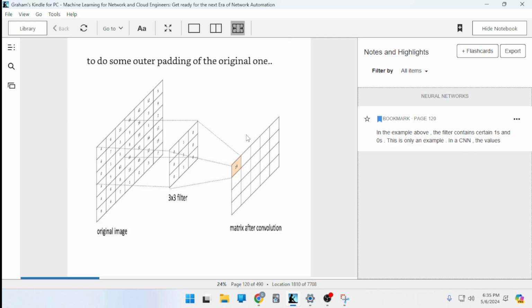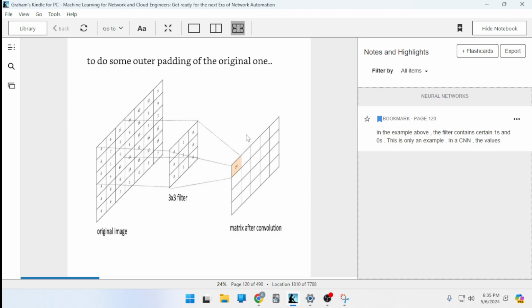The image you provided is a great visual representation of the convolution operation used in image processing and, more specifically, in convolutional neural networks, CNNs. Here's an explanation of the diagram and the process it illustrates. Components. Original image. This is represented as a three-dimensional matrix. In the context of CNNs, this matrix usually represents the pixel values of an image. The dimensions correspond to the height, width, and depth, color channels of the image. In your diagram, each cell within the matrix represents a pixel value.